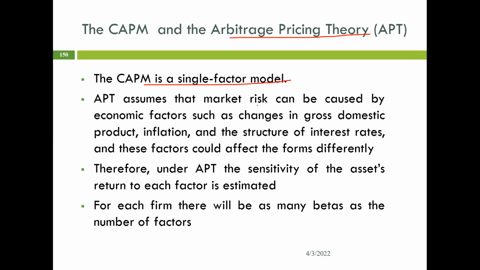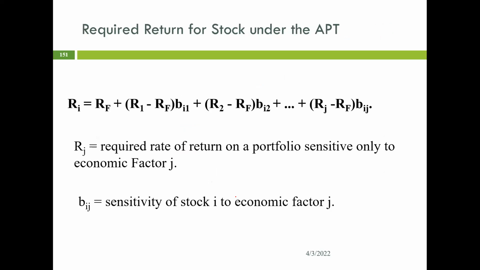Arbitrage pricing theory assumes that market risk can be caused by economic factors such as gross domestic product, inflation, structure of the interest rate. These factors could affect the price or the risk differently. So therefore, under the arbitrage pricing theory, sensitivity of the asset's return to each factor is estimated. This is the model of the arbitrage. So you can expand arbitrage pricing theory or the model, whatever the number of factors you have.